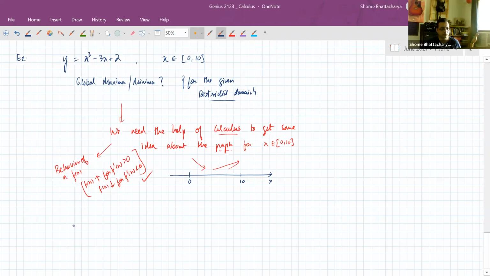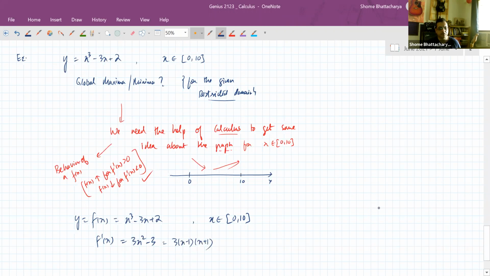Okay, so let's start with this. So given function is x cube minus 3x plus 2, but for a restricted domain 0 to 10. So first thing, let's analyze what is the derivative of the function. It's 3x square minus 3. So it is 3 into x minus 1 into x plus 1.